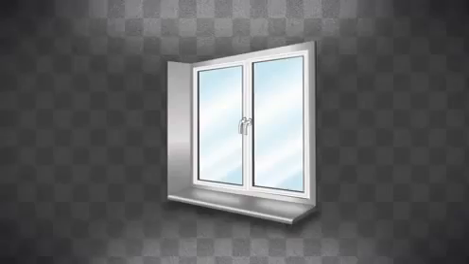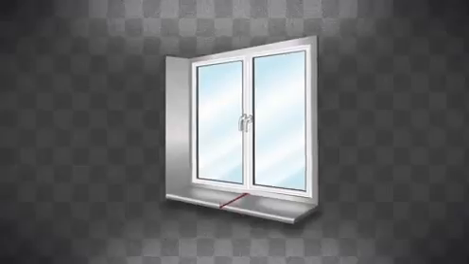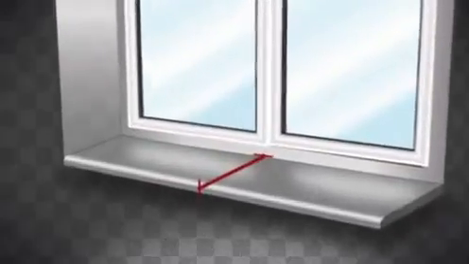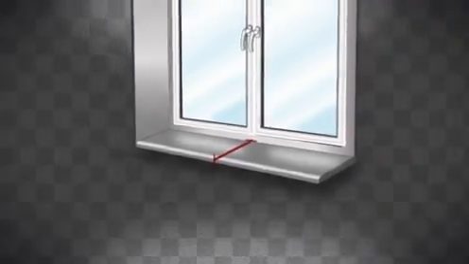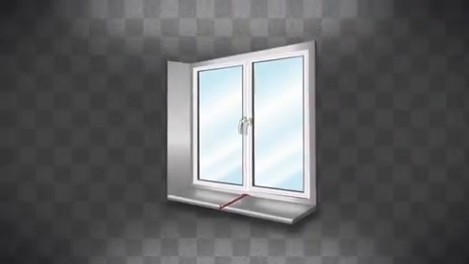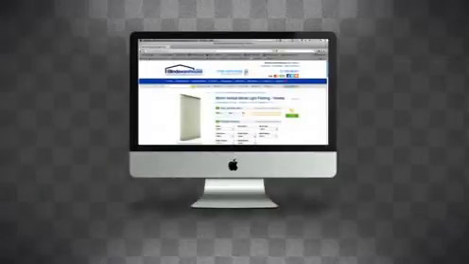To get started, measure the depth of your windowsill. This is to ensure that you have sufficient room to install your blind as an inside mount. The sill depth requirements will vary by product and manufacturer. Sill requirements can be found on the product page of our website.